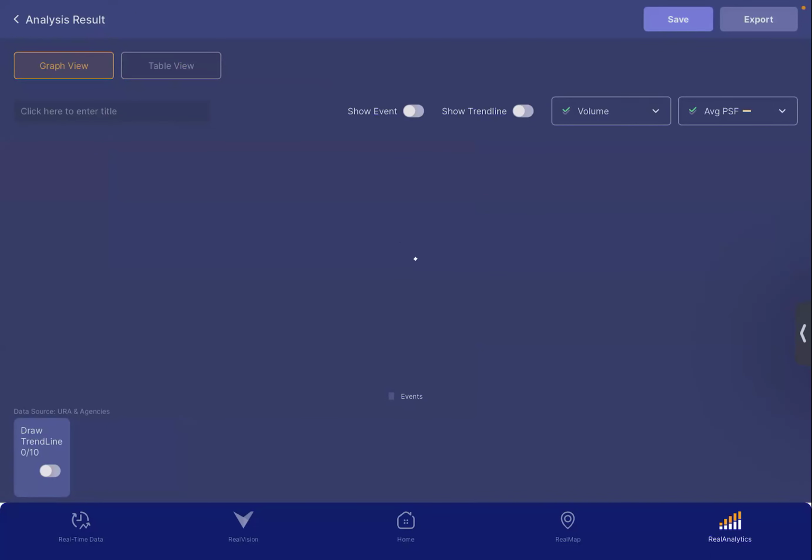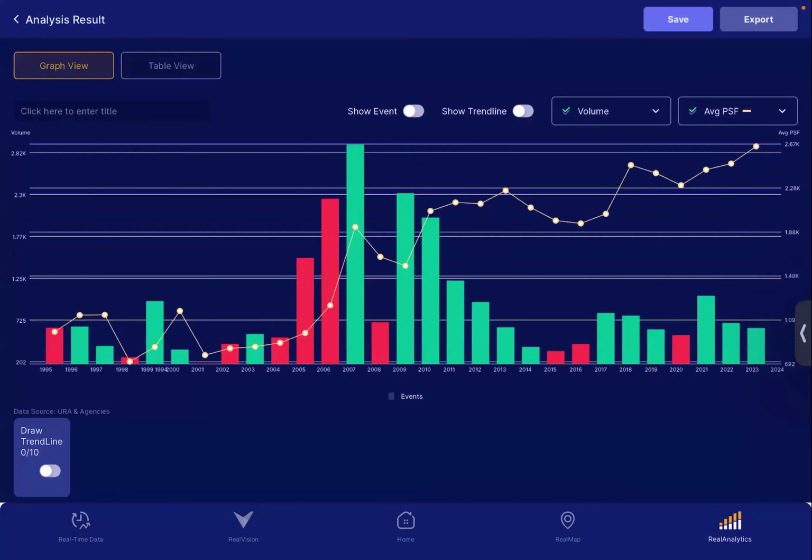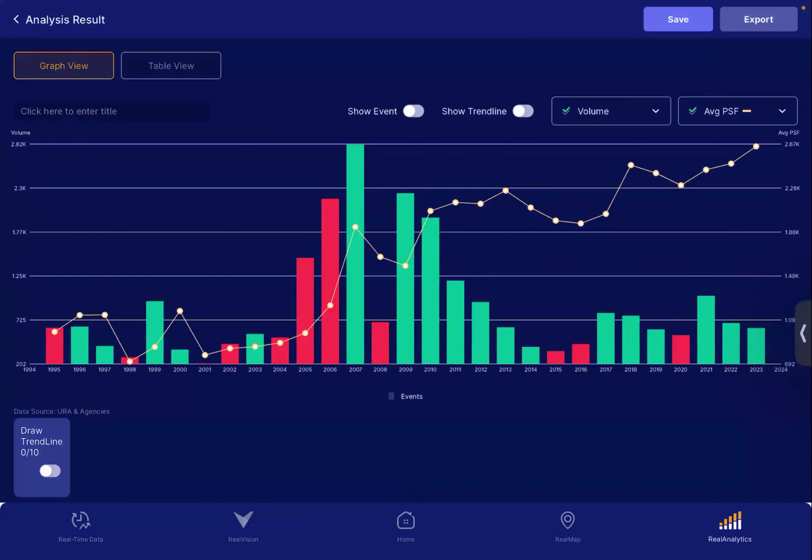Okay, give it a while to generate. This is the price movement for D9 freehold all the way from 1995 until now. Okay, so let me explain. This line chart shows you the average PSF. In 97, average PSF for freehold in D9 is 1,135. Right now it is 2,653. Okay, the line is the average PSF price movement over the years.